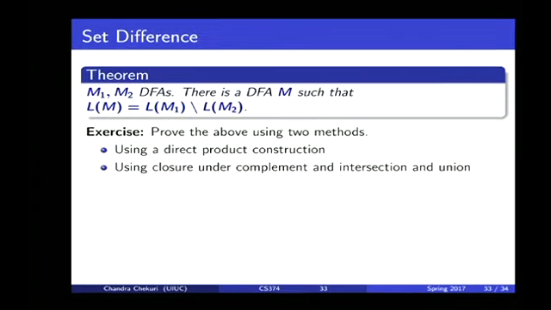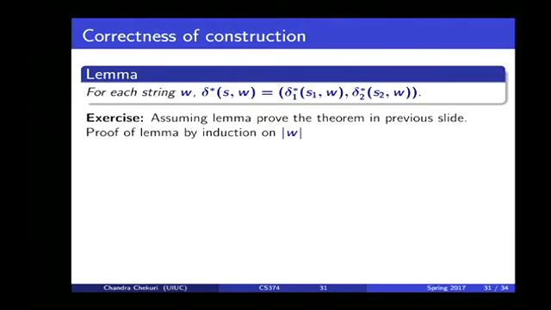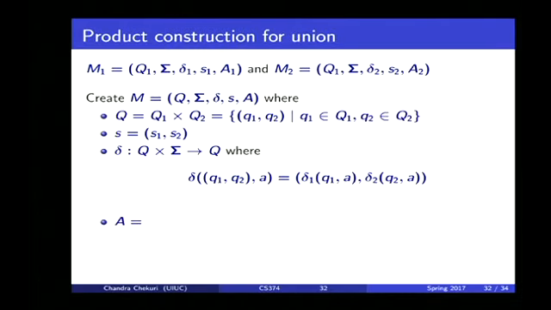Let's do this, just to understand. I want to do the same thing, but I want to accept the union of the two languages, not the intersection. What should I do? What does it mean, the union of the two languages? I should accept the string if M1 accepts or M2 accepts. I claim that the only difference is that we figure out what the new accepting states are.